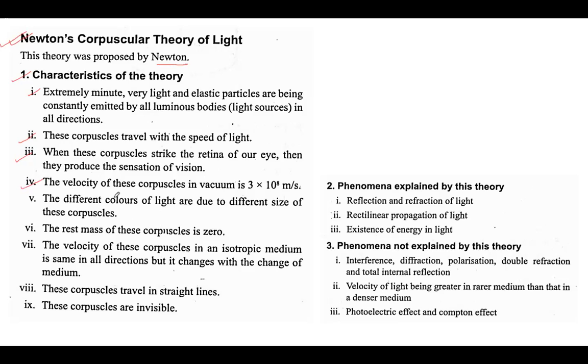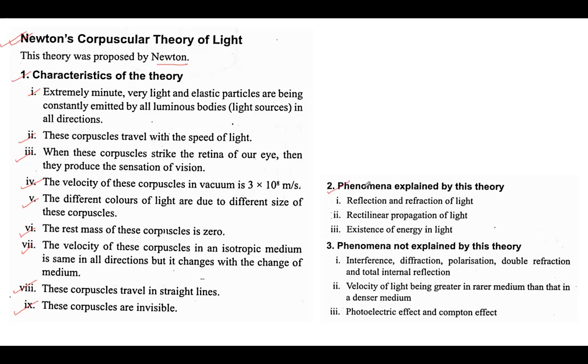The velocity of these corpuscles in vacuum is 3 into 10 to the power 8 meter per second. The different colors of light are due to different size of these corpuscles. The rest mass of these corpuscles is 0. The velocity of these corpuscles in an isotropic medium is same in all directions, but it changes with the change of medium. Now these corpuscles travel in straight line and these corpuscles are invisible. तो ये सब characteristics थे Newton's corpuscular theory of light का.